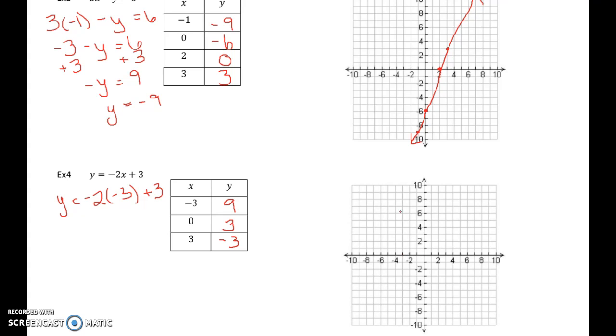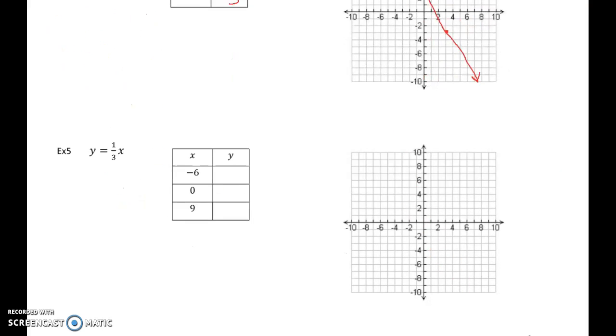So we have (negative 3, positive 9), we have (0, positive 3), and we have (3, negative 3). If you did this right, all 3 points should make a straight line. Forgive my digital handwriting here. And we should have a nice straight line through those 3 points. So you can be given any type of equation, have some inputs for x, and you can always solve for y.